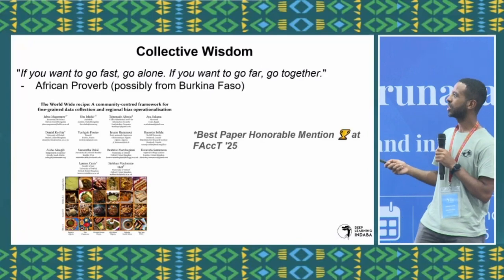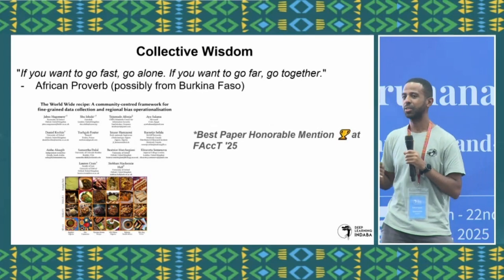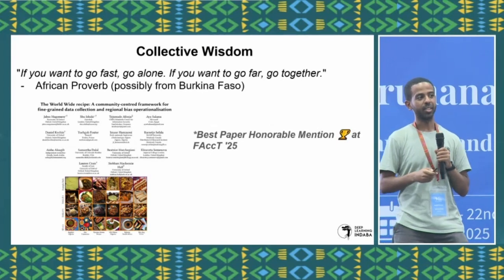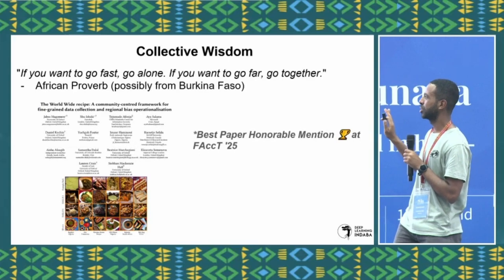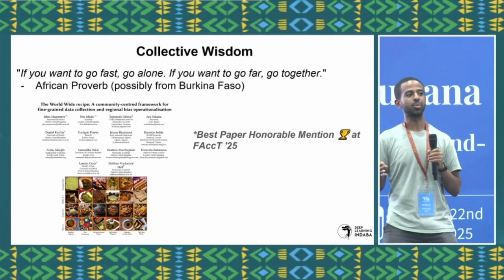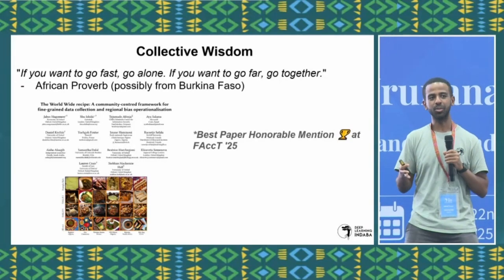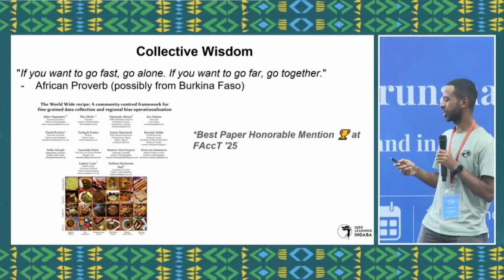An example of this was the worldwide recipe. This was a paper that was done by a lot of attendees at the Deep Learning Indaba, and this won best paper honorable mention at FAccT 2025. So there's a lot of these initiatives where if you take advantage of the people around you, you can form really nice collaborations that have really nice outcomes.